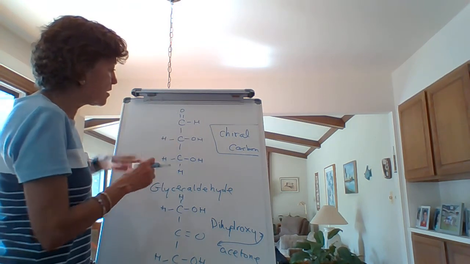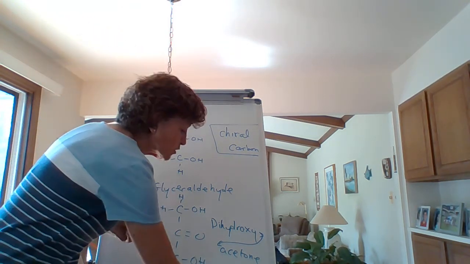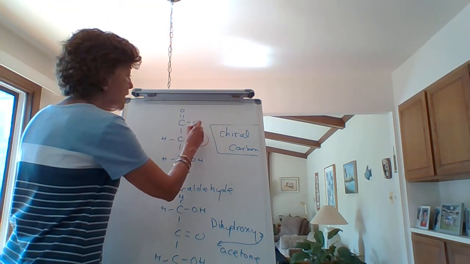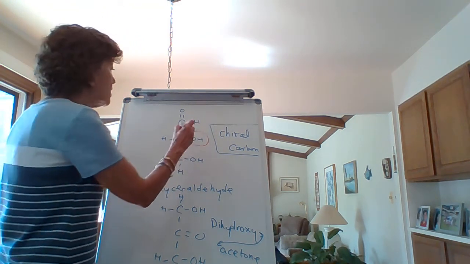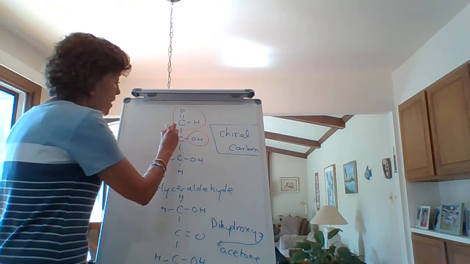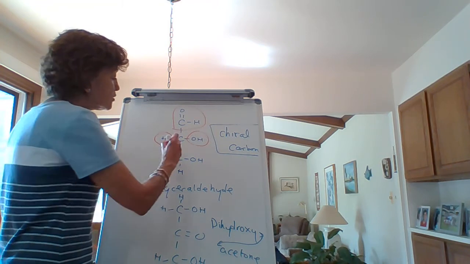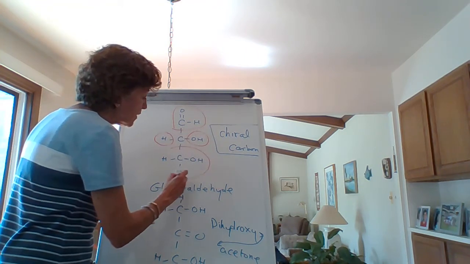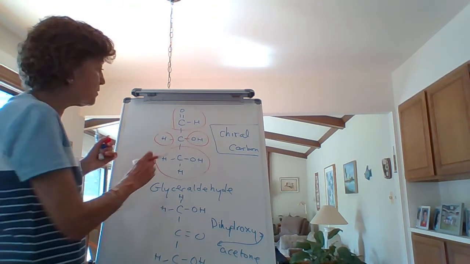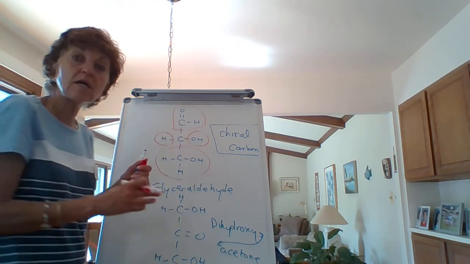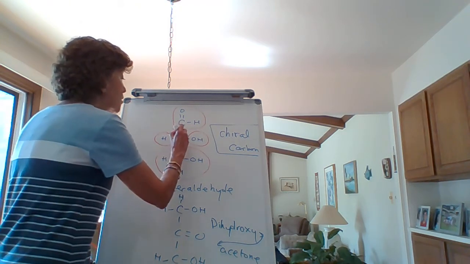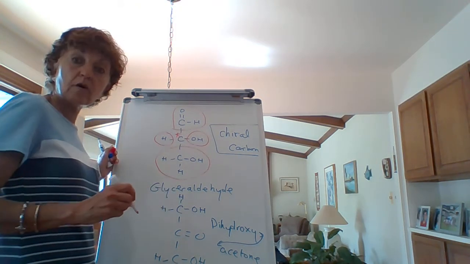But look at this carbon over here. I'm going to circle everything in red. This carbon here has 1 bond going to this OH, 1 bond going to this aldehyde group, 1 bond going to this H, and 1 bond going to what sort of looks like a methanol type group. Okay, but notice how these 4 things circled in red are completely different. So this is called a chiral carbon.